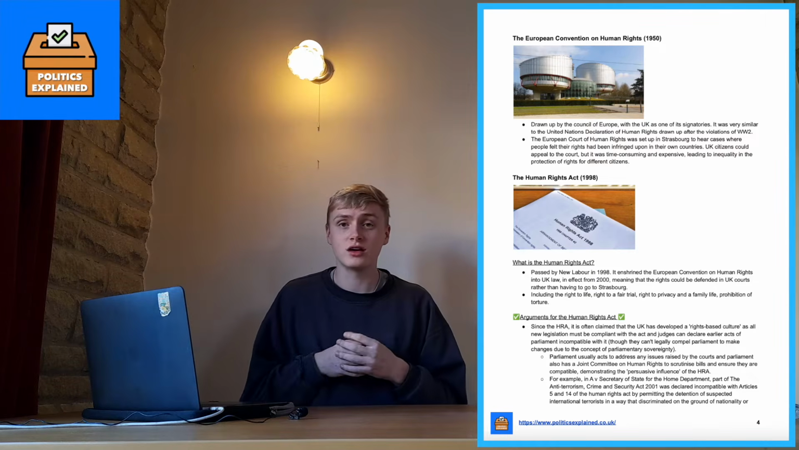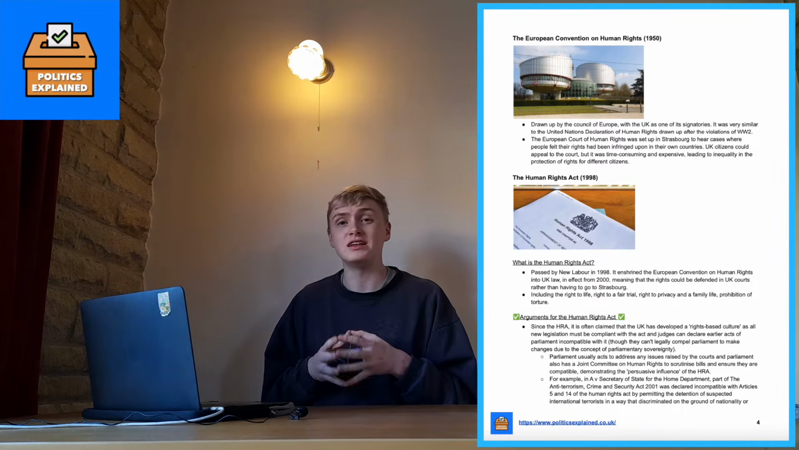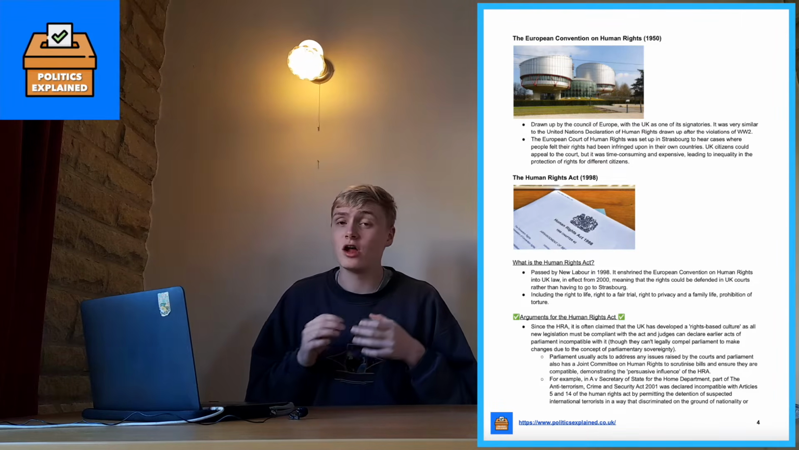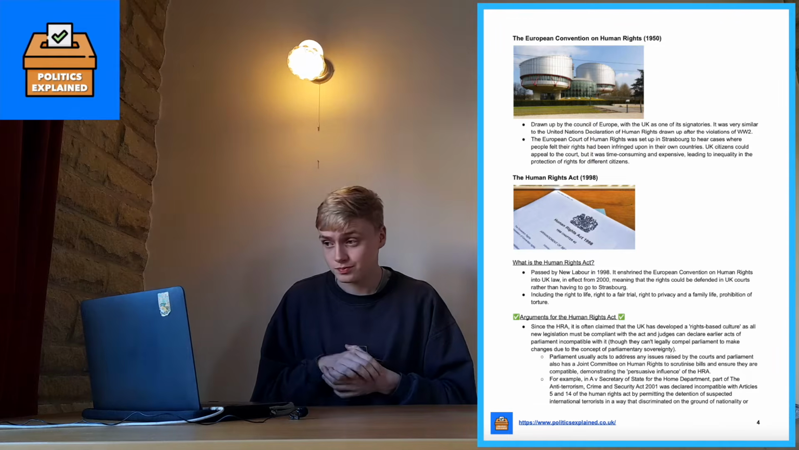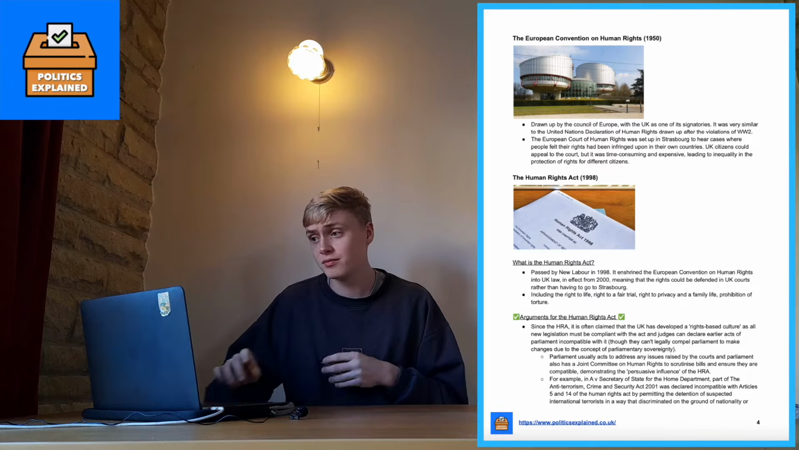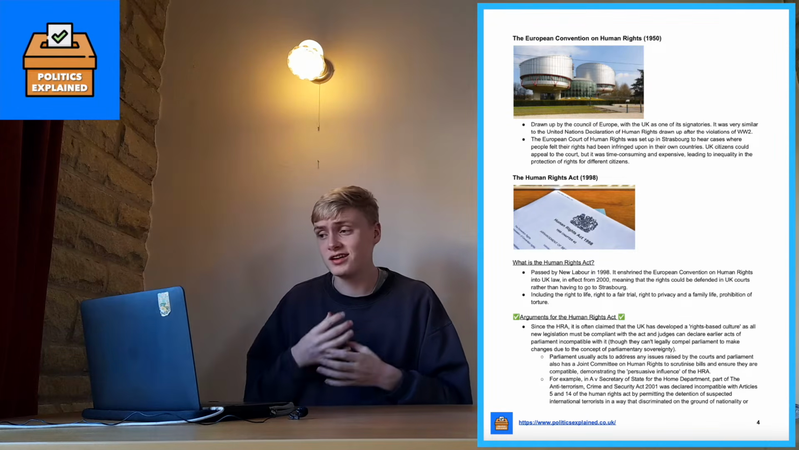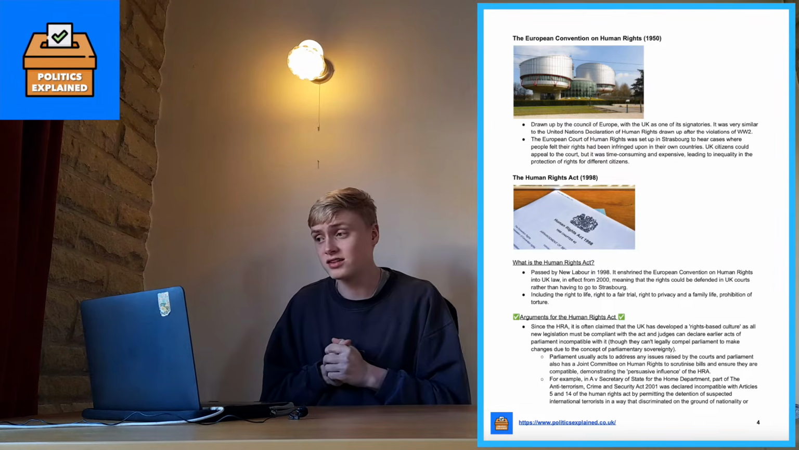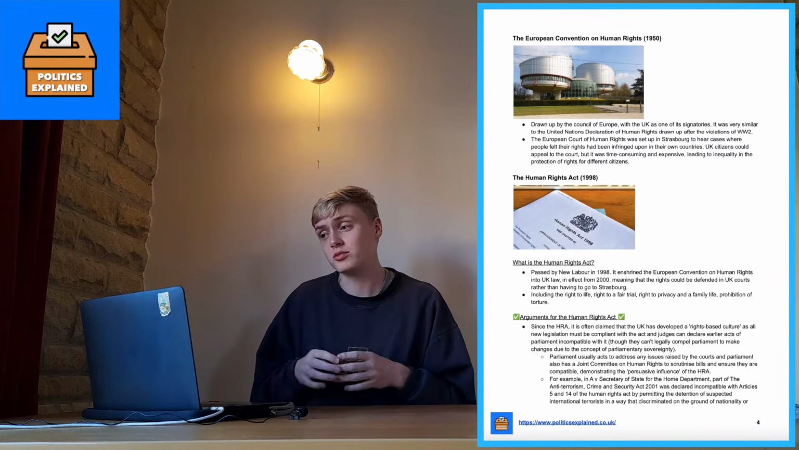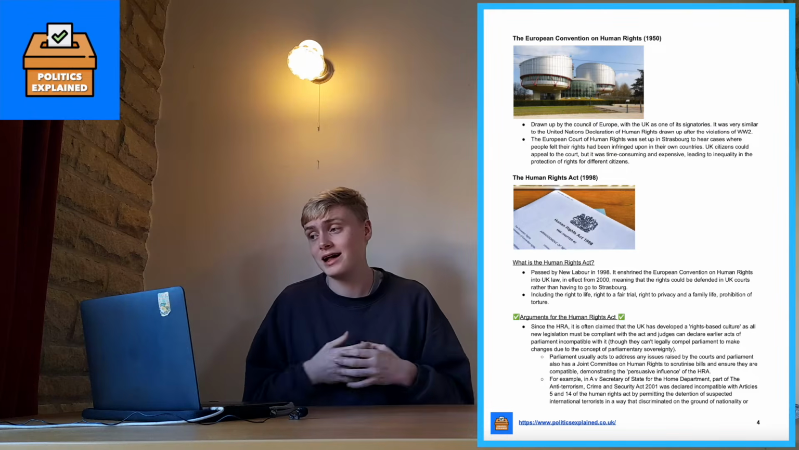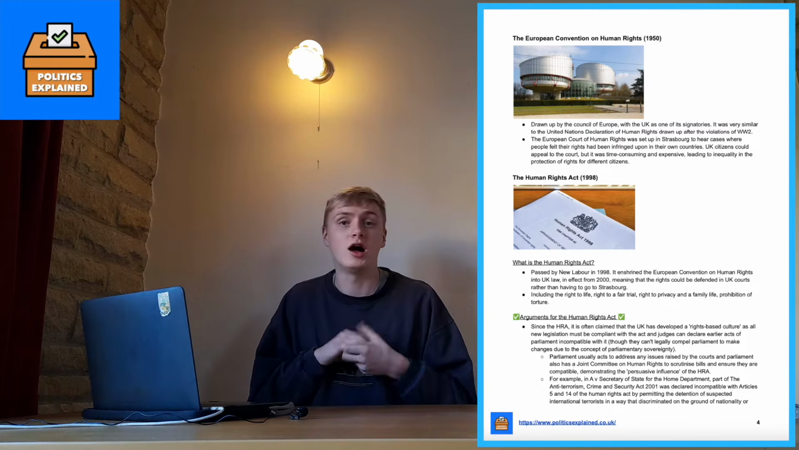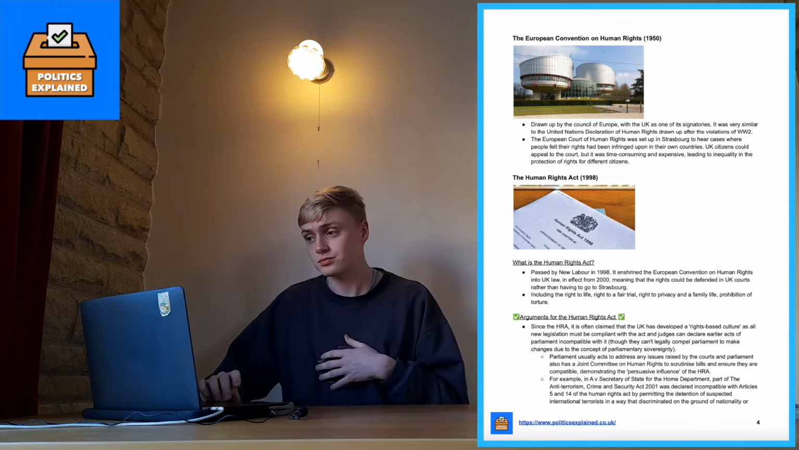So the Human Rights Act is a really key piece of legislation, a really key factor in the protection of rights in the UK, and there's a lot of debate in relation to its effectiveness. So on the one hand, you have some key arguments for the Human Rights Act being effective. That starts with the idea that since the Human Rights Act was passed, the UK has developed a rights-based culture, as all new legislation must be compliant with the Act, and judges can declare earlier Acts of Parliament incompatible with it. As I mentioned, they can't legally compel Parliament to change it, though Parliament normally does.